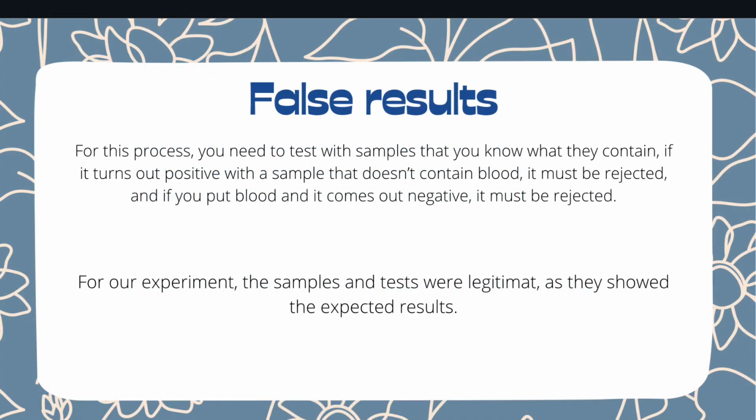False results. For this process, you need to test with samples that you know what they contain. If it turns out positive with a sample that doesn't contain blood, it must be rejected. And if you put blood and it comes out negative, it must be rejected. For our experiment, the samples and tests were legitimate and they showed the expected results.